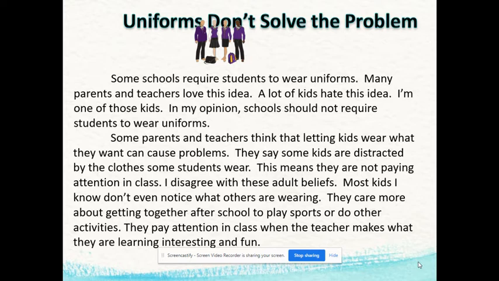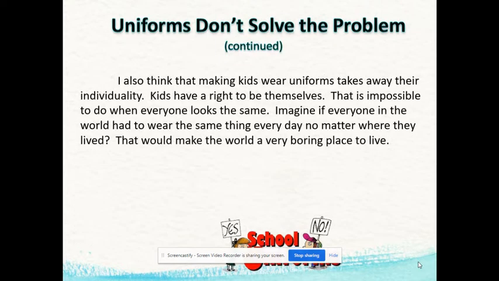So, in the details that are in here, this author is trying to get you to believe that most kids have other things that they care about more than what the kids are wearing. They care about after school activities, sports, getting together, and they care more about what the teacher has to say rather than what their friends are wearing.